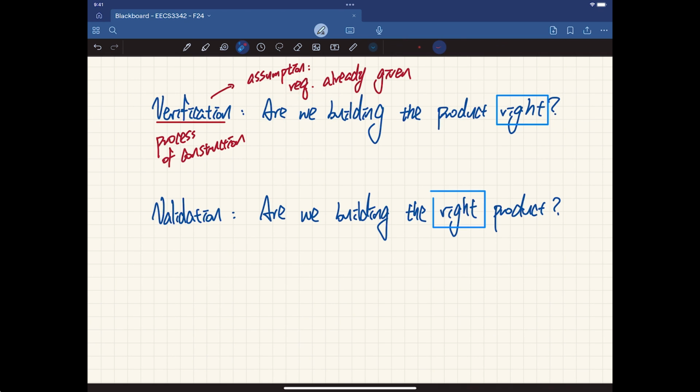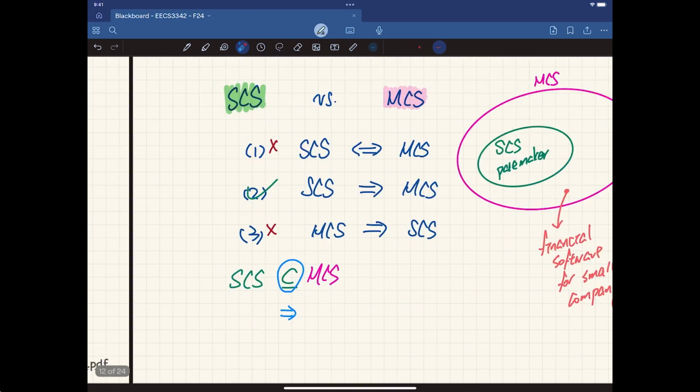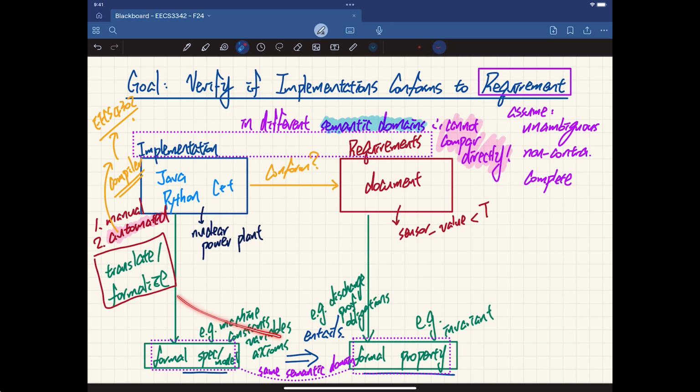And let me just distract you a little bit. What we describe over here, this approach, is really verification in some way, because we want to make sure this Java implementation really satisfies the requirements. So let me put down verification.